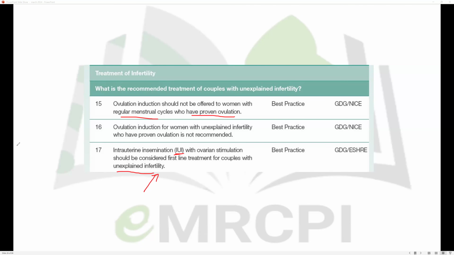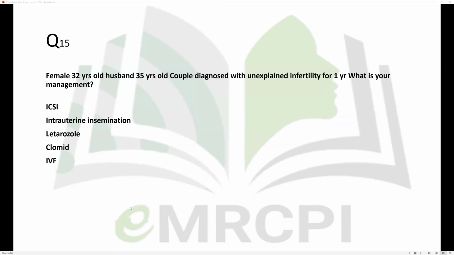If this is an MRCOG exam, what will you advise for unexplained infertility? Forget the word IUI, just remember IVF. But here, the MRCPI exam says insemination, IUI. Please be careful, take care of the difference. If you study both, again, just note down the difference between this and that.